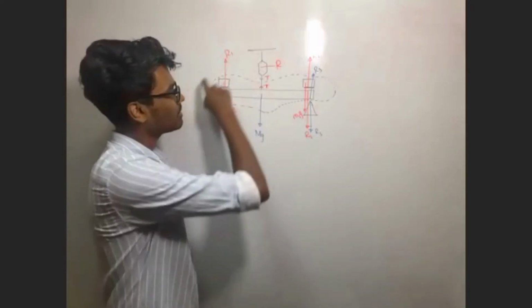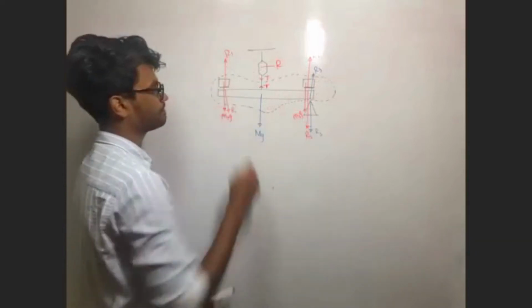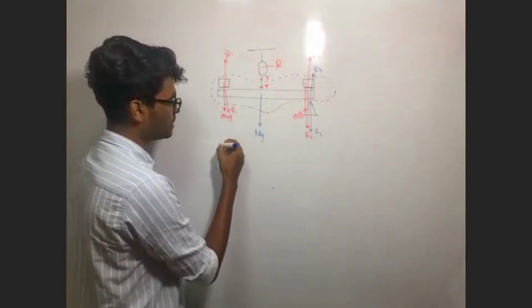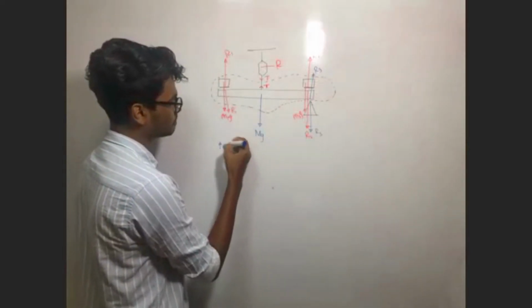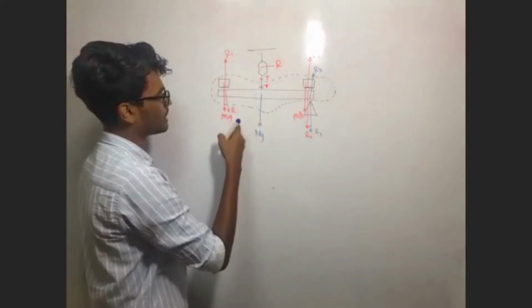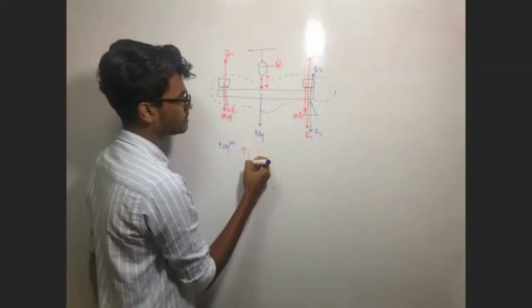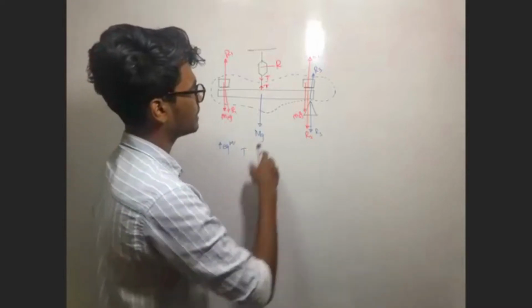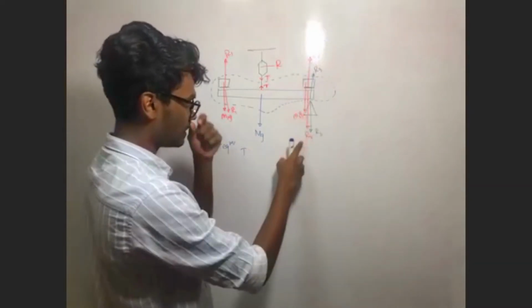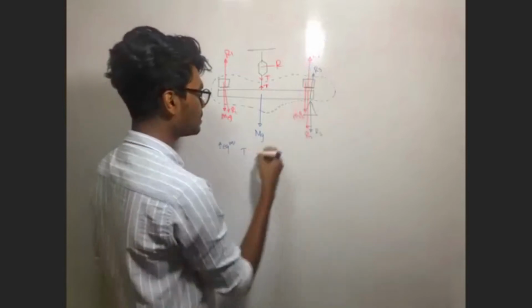Right. Now let us go with this. If we apply upward equilibrium, R1 to R1 cancels out, upwards T, and R2 to R2 cancels out, but R3 is there.